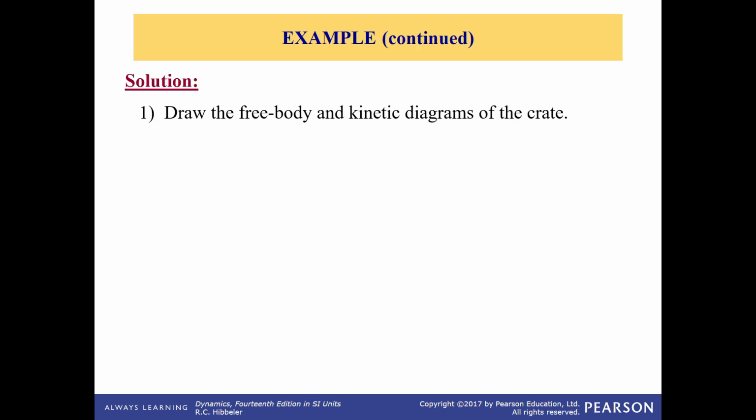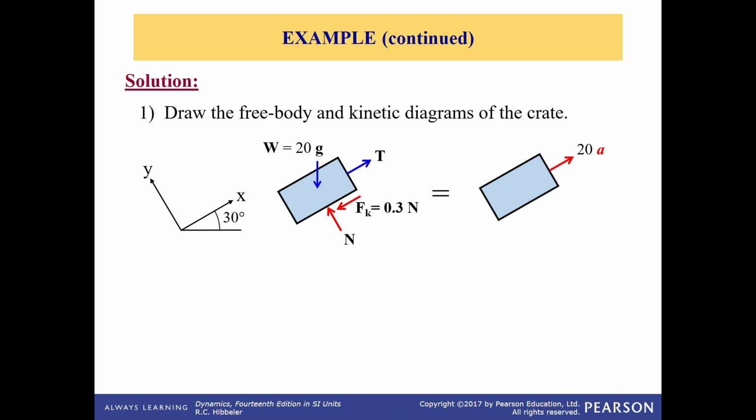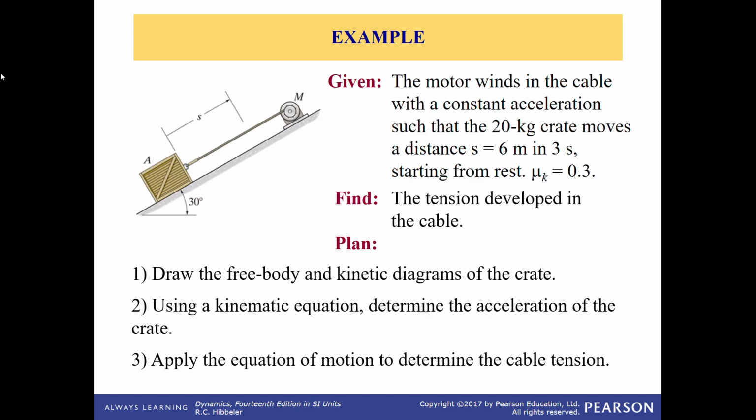So first, draw the free body and kinetic diagrams of the crate. Like I mentioned just before this, the free body diagram is all about forces, summation of forces. But before that, you need to determine in which coordinate system you want to work. In this case, if we go back to the question, this one will be the x-axis, so that we can simplify with respect to the angle. So this one will be the x-axis, while this one will be the y-axis.